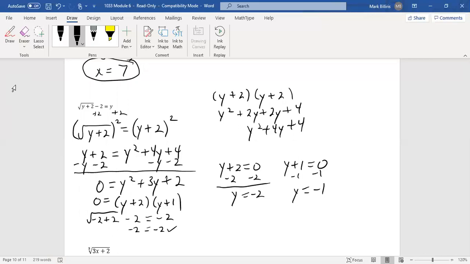I would substitute negative 1 in. So we have the square root of negative 1 plus 2, minus 2, equals negative 1. Negative 1 plus 2 is 1. And the square root of 1 is 1. And 1 minus 2 is negative 1. And negative 1 equals negative 1. So that answer checks as well. So my answers would be negative 2 and negative 1.